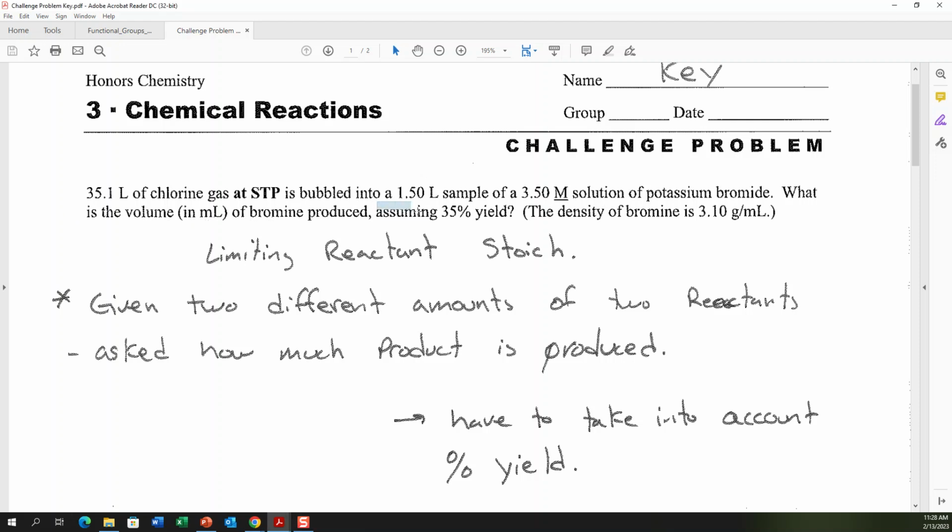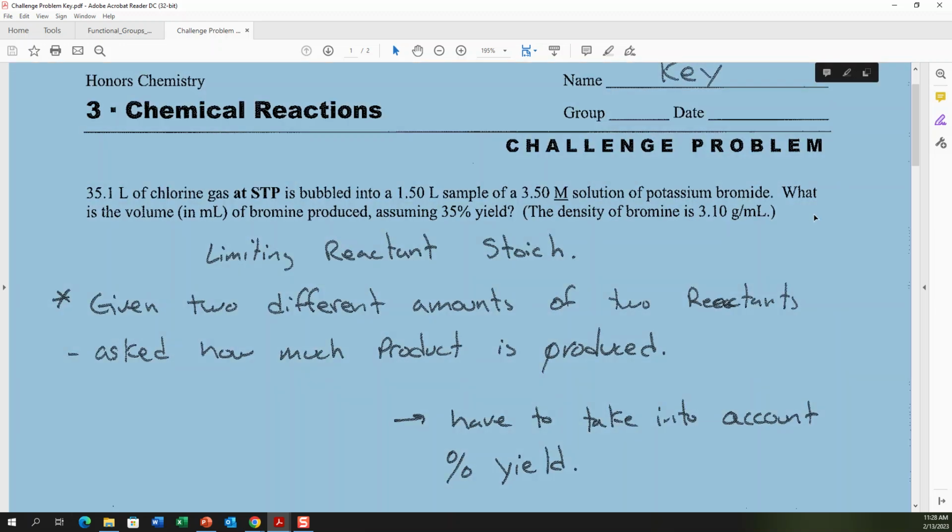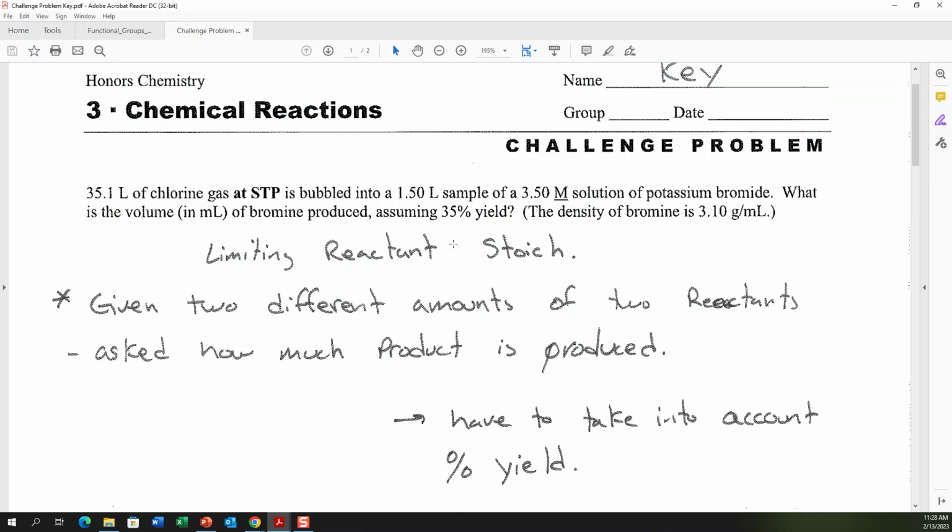And a couple things we've got to look out for. We're assuming that we have only 35% yield, so not even close to 100%. And they give us the density for bromine. Okay, so let's think about the way the question's asked. We're given the amount of chlorine and we're given the amount of potassium bromide, but we're asked to find the amount of bromine. So it's stoichiometry, right? Given the amount of something, figure out the amount of something else.